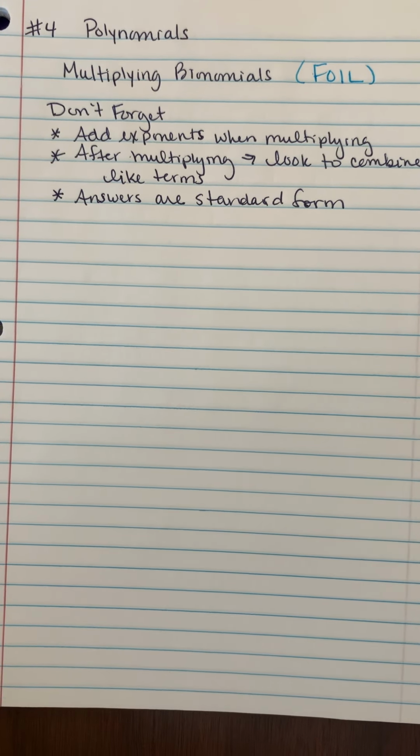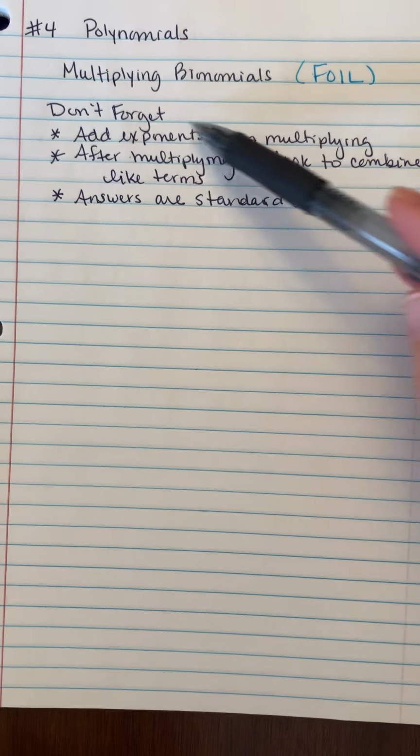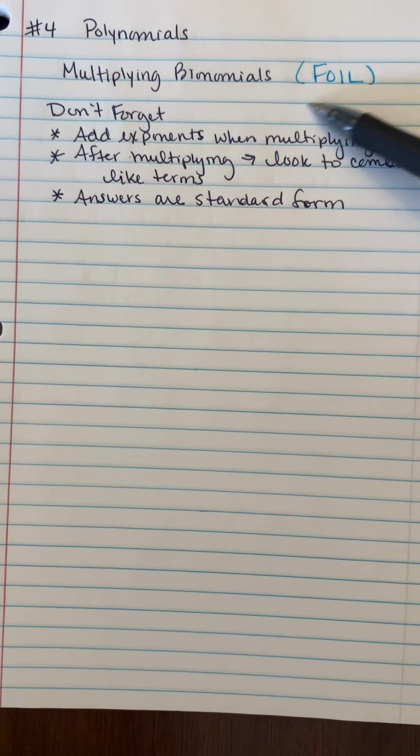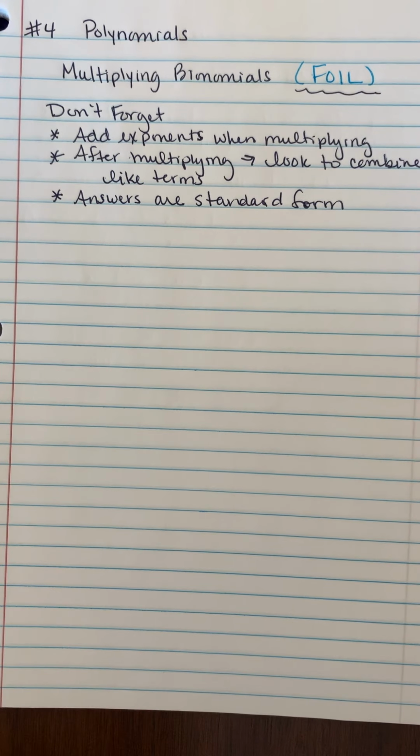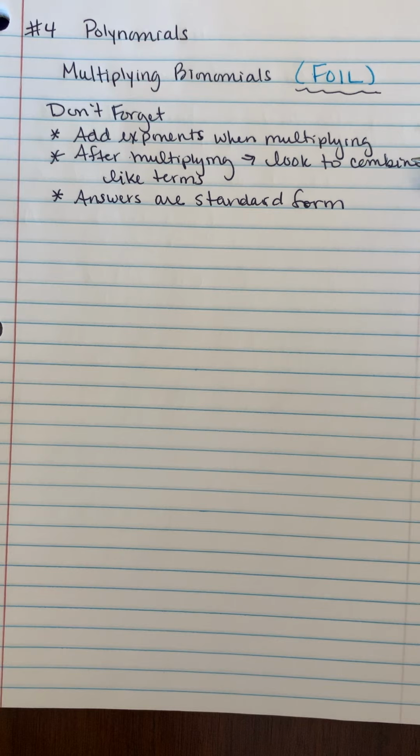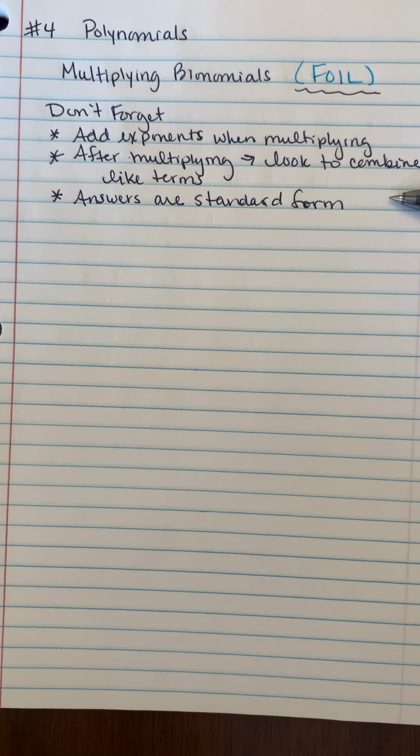All right, we're going to start with video number 4 for polynomials here. And we are going to multiply binomials, which I have FOIL right here. And this right here will come into effect, and you're going to see that in a little bit. Don't forget the same thing that we talked about in video number 3. Add exponents when multiplying. After multiplying, look to combine like terms, and then answers are always in standard form.